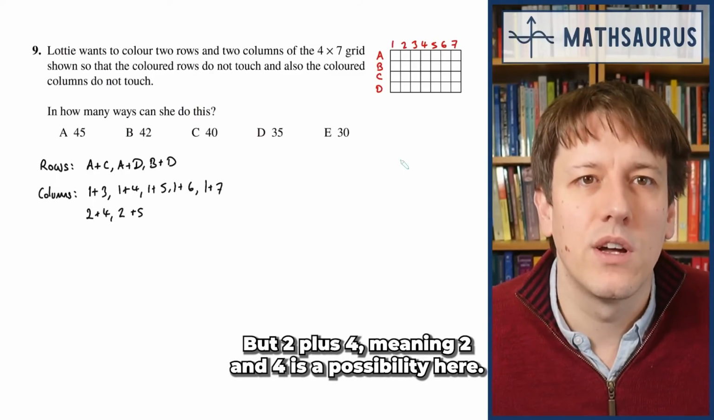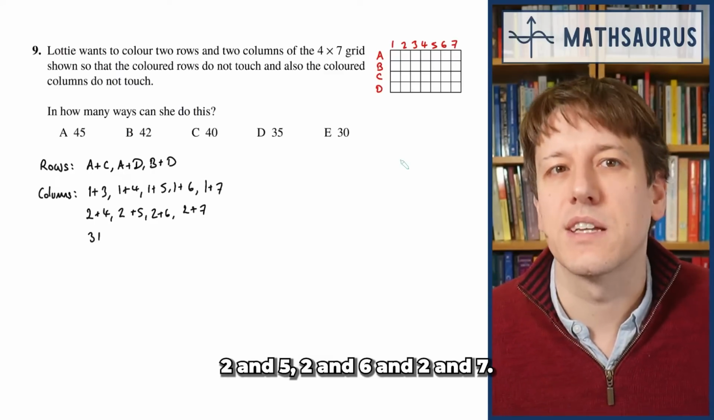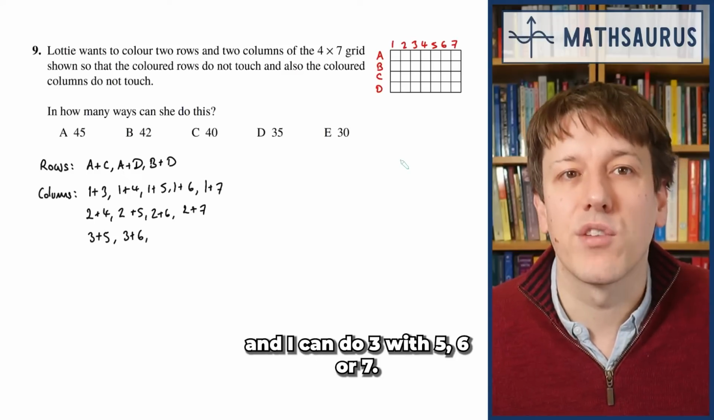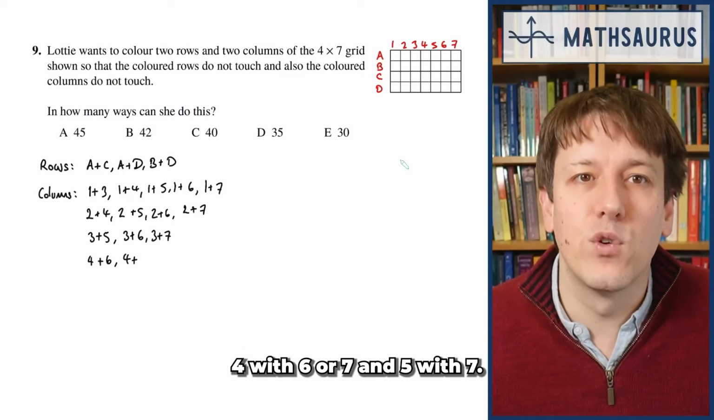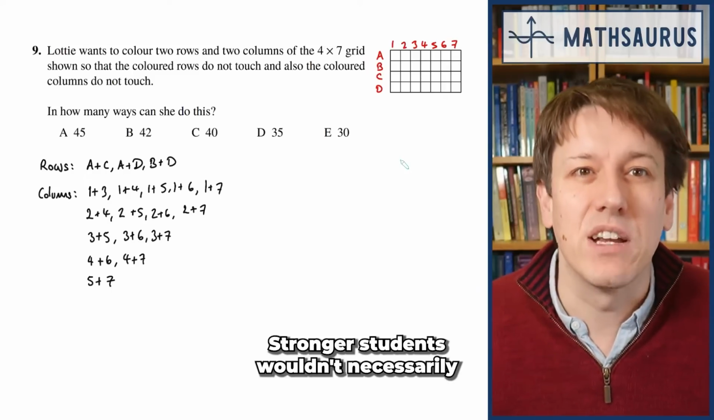But 2 plus 4, meaning 2 and 4 is a possibility here, 2 and 5, 2 and 6 and 2 and 7. Similarly, I then go on to column 3 and I can do 3 with 5, 6 or 7, 4 with 6 or 7 and 5 with 7. Strong students wouldn't necessarily write all of these out here.